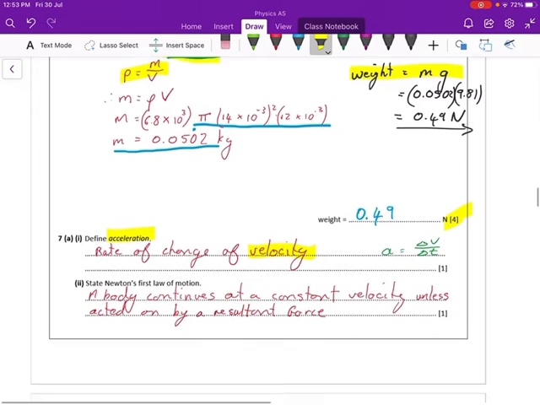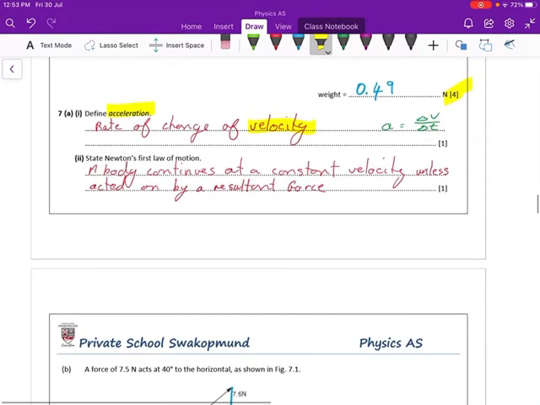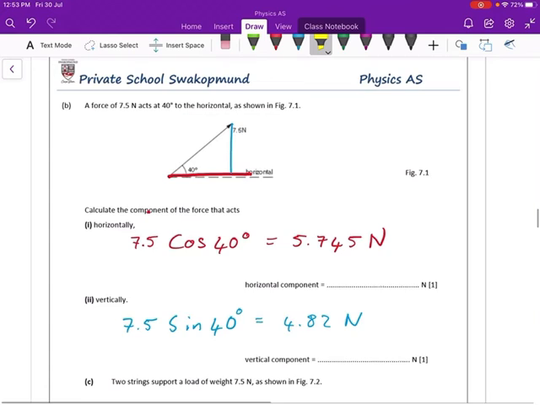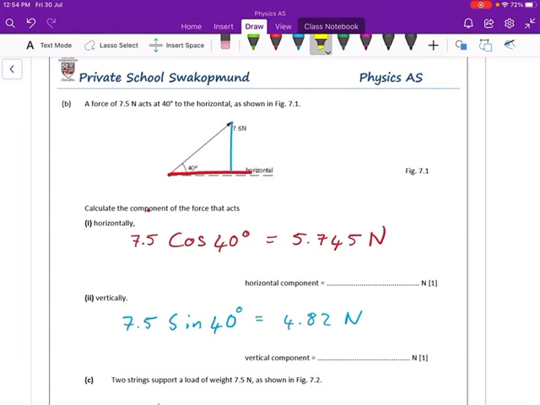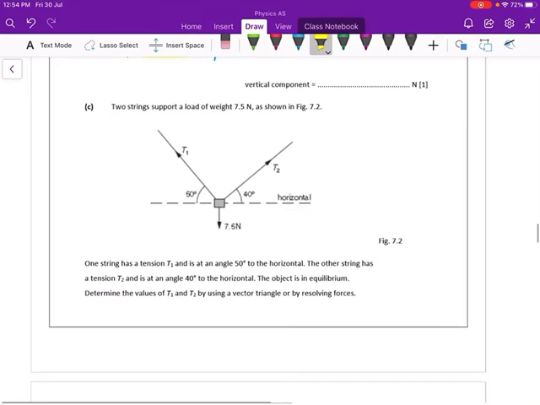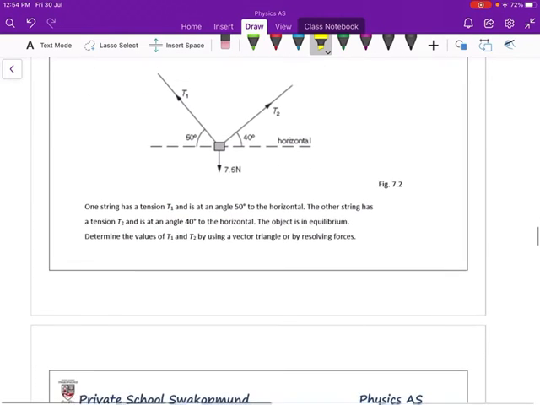So be careful. Definitions. I did ask quite a few definitions. Acceleration: rate of change of velocity, or change of velocity per unit time. Newton's first law: a body continues at constant velocity unless a resultant force acts on it. Okay, so it must be a resultant force, not just a force. Okay, so components, I think you guys are sorted with your trigonometry. Think about cosine, think about sine. Not going to go into that. Okay, then we get to the C question where you had to draw a vector diagram.